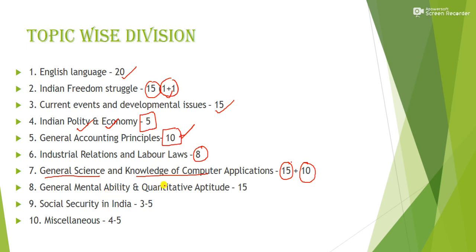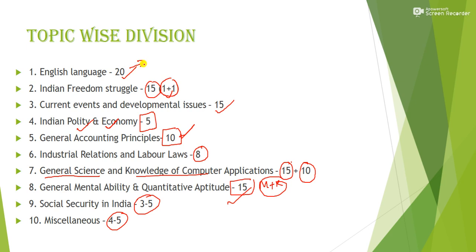Now coming to general mental ability and quant aptitude, that means the maths and reasoning portion, there were 15 questions. And for social security, overall there were 3 to 5 questions, and some other questions which we can count as miscellaneous. Now let me tell you from where you can prepare. Till now I have found some of the important sources, not for all, but for a few of them. For example, English is a very common English; if you had earlier prepared for CDS or SSC, you can easily tackle these questions.